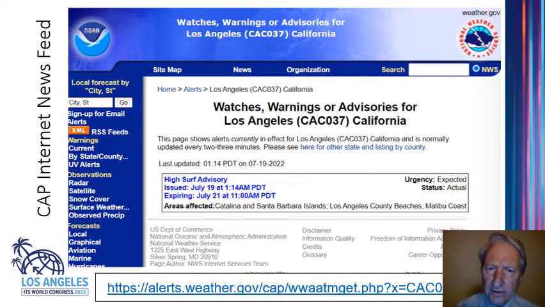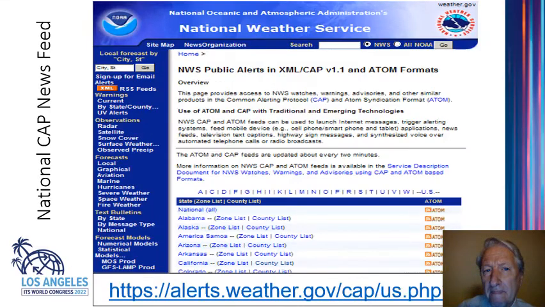Just as news articles are streamed from a news feed, CAP alerts are published as a CAP news feed. Here we see the CAP news feed from the National Weather Service for the County of Los Angeles on the 17th of July. The only active alert was a high surf advisory. The National Weather Service maintains thousands of those CAP news feeds by county and by forecast zone. And for convenience, there's also this aggregate CAP news feed at national scale.